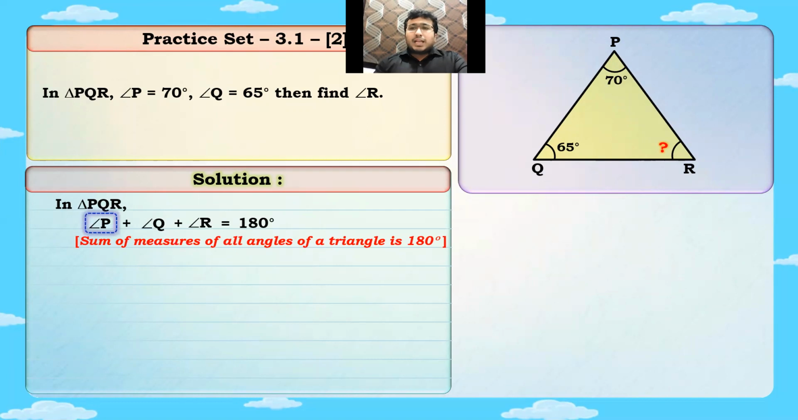Now students, angle P. Tell me what is the value of angle P? Yes, it is 70 degrees. Measure angle Q. In place of Q, I'll substitute. Superb, 65 degrees.